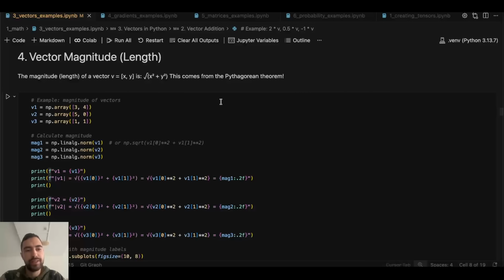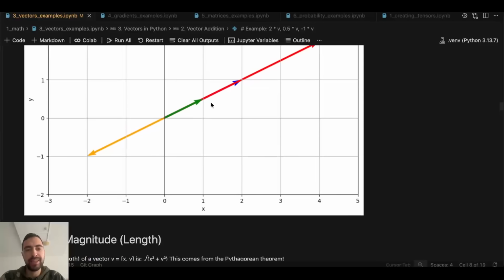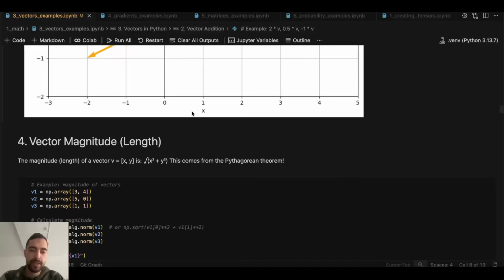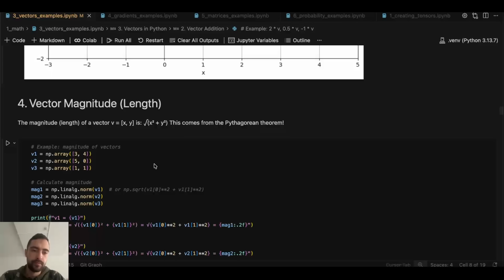How do we calculate the length or magnitude of a vector? How long is this vector? It's actually similar to Pythagoras' theorem. You can just say x squared plus y squared. You add them up, and then you take the square root of the result.